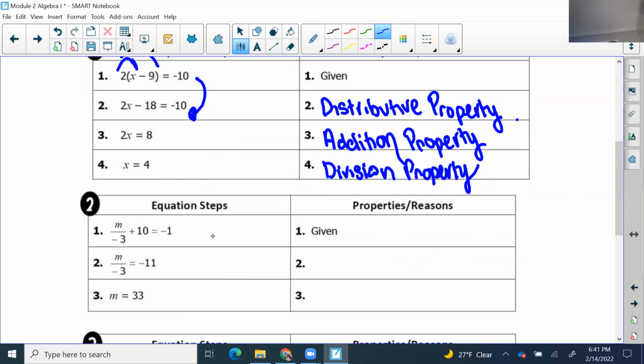So what I'm doing now is I have this equation right here. The first thing I'm going to do is get rid of this plus 10. So when I do that, I'm going to subtract 10 from each side of the equation. So I am utilizing the subtraction property. And then I get m divided by -3 is equal to -11. So in order to do that, how do I undo division? I multiply, so I'm going to use the multiplication property.